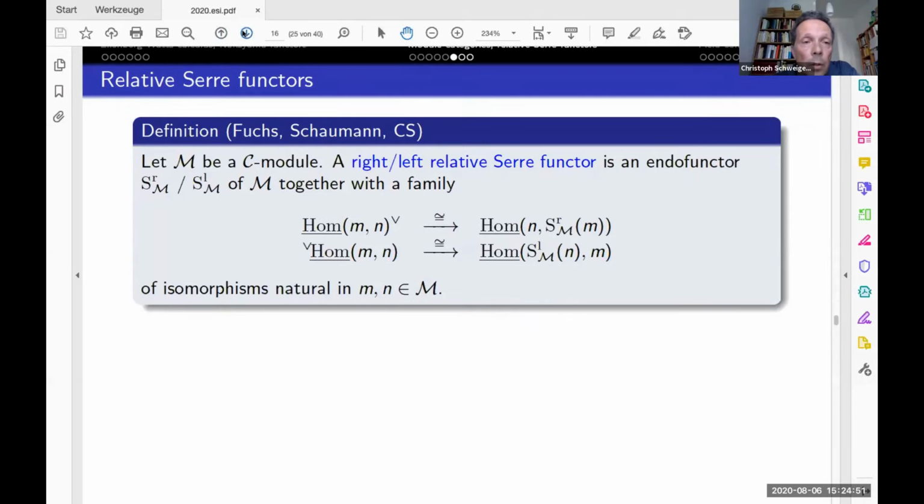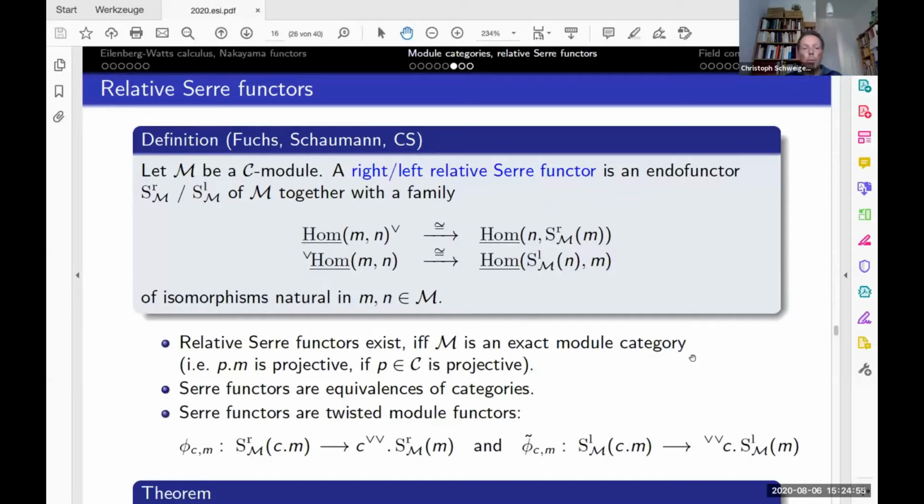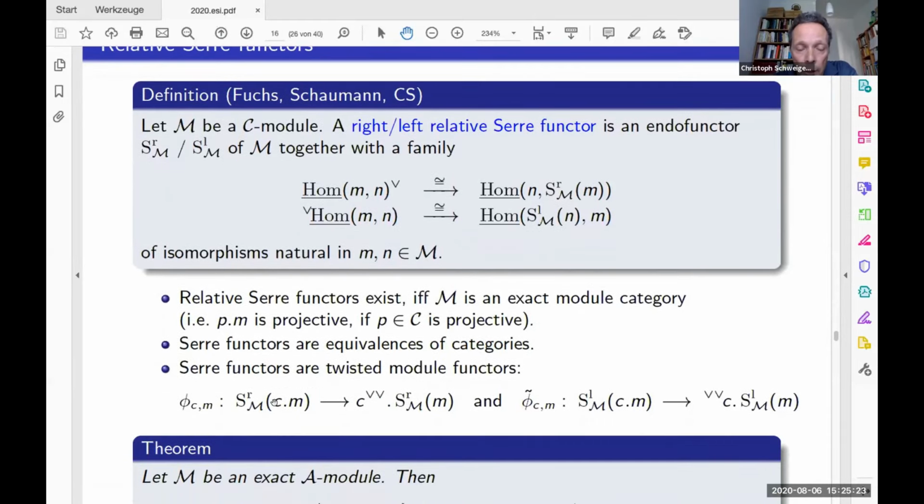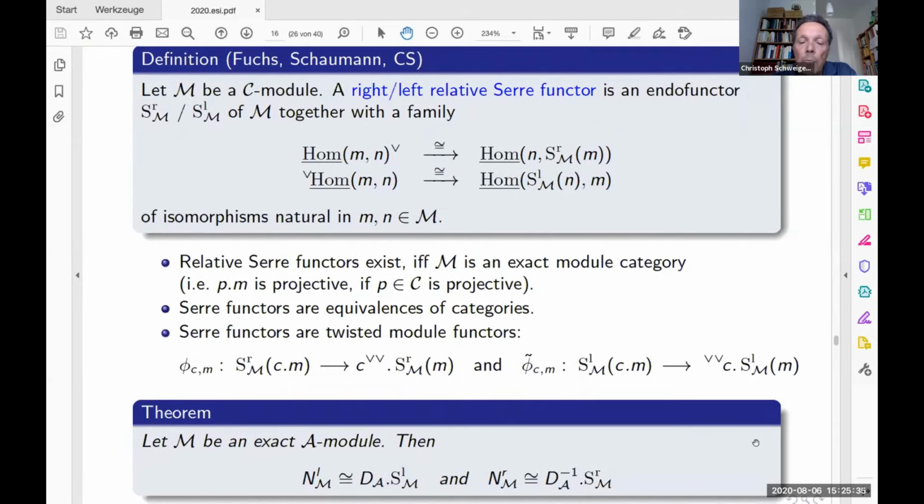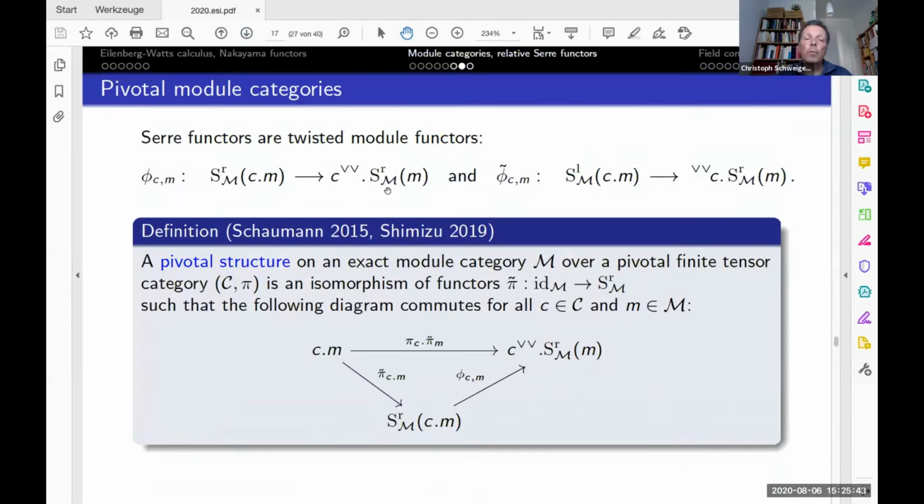Such Serre functors exist for a famous class of module categories, so-called exact module categories. They have an intrinsic characterization. They have been classified, for example, if you realize module categories in terms of module algebras over a Hopf algebra. And you can show that their Serre functors are equivalences of categories and they are twisted module functors. Twisted module functors means that if you have an action by an object in a monoidal category and it travels out of S, it gets twisted by a bidual, a right bidual or a left bidual. And actually the Serre functors are closely related to the Nakayama functors. So, well, they are twisted module functors, and now there's an important thing: trivialize Serre functors.